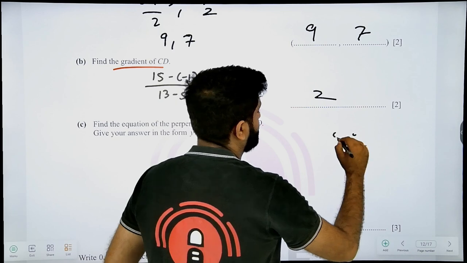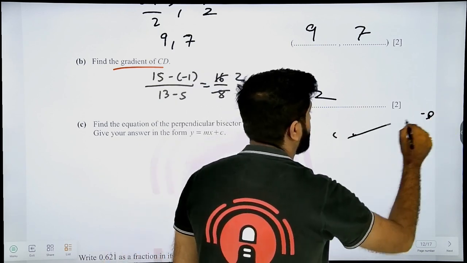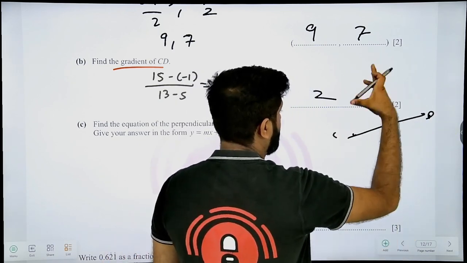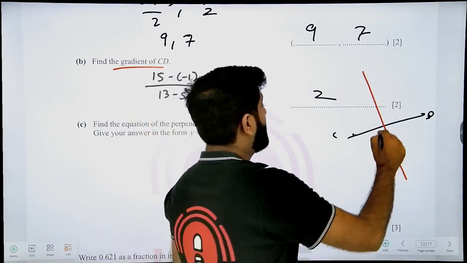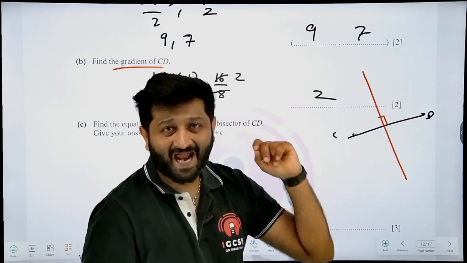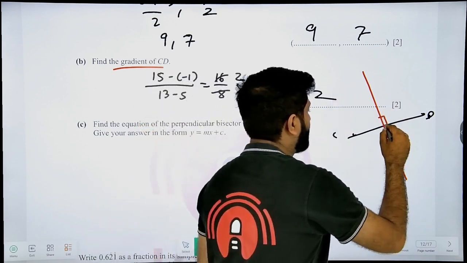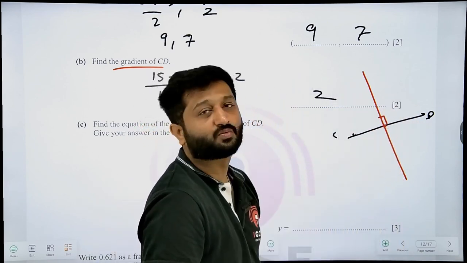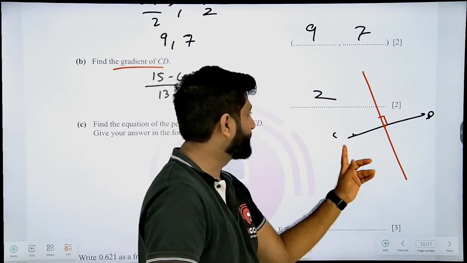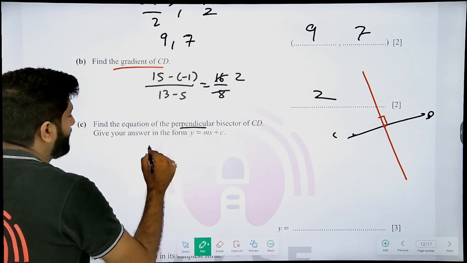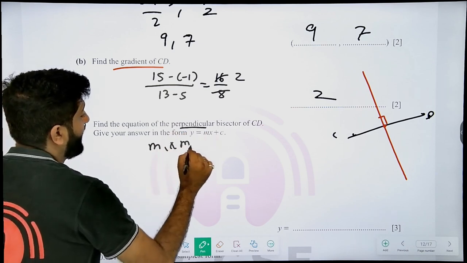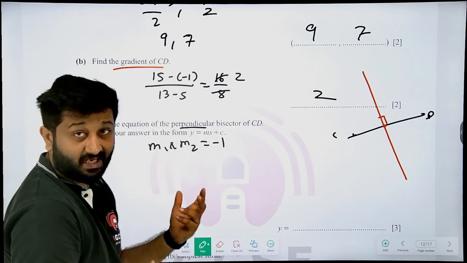Let's say this is my C, this is my D. I have to find the equation of the perpendicular bisector, which means the equation of a line which is perpendicular to this line and passes through the midpoint of this line. Perpendicular means, I already know, whenever two lines are perpendicular, the product of the gradients is negative 1.